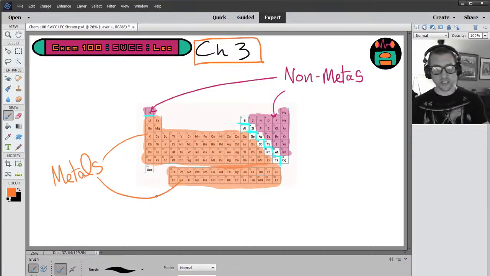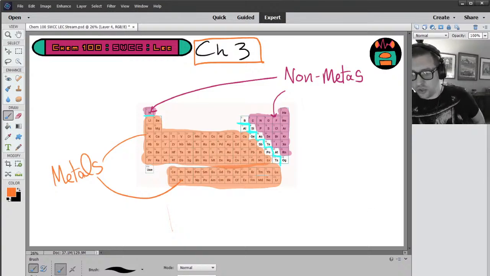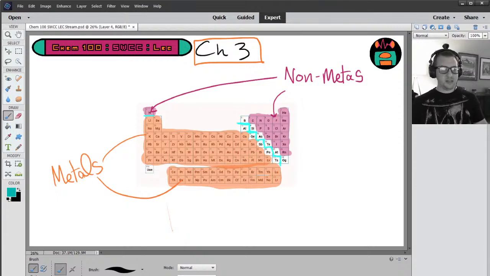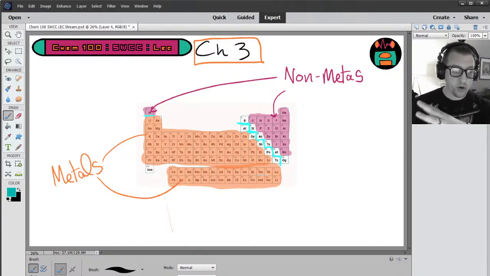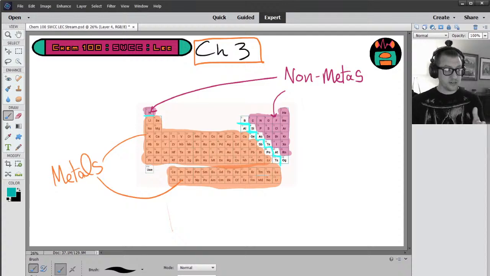All right, so the orange region is metal, the lavender region is non-metal. You'll notice I left off all of the elements touching that dividing line, all right? Turns out the concept of metal and non-metal is somewhat artificial. It's something that humans created. They're categories we created based on behavior we saw in nature, right? But it's not an on and off switch.